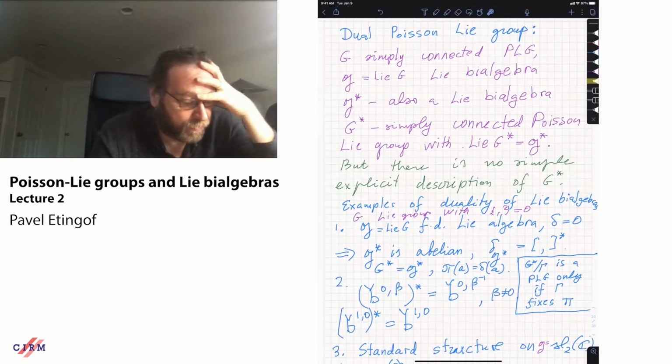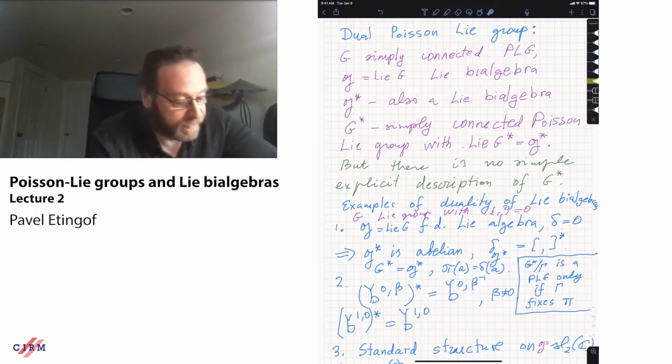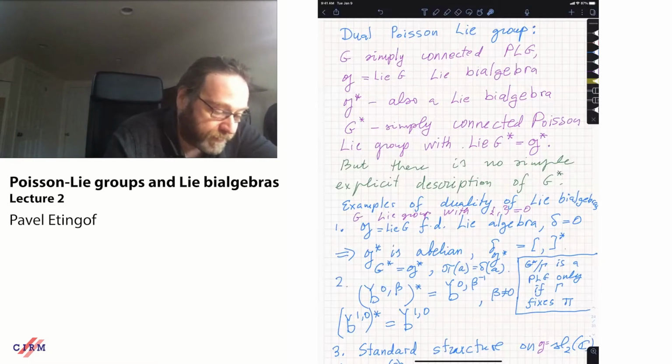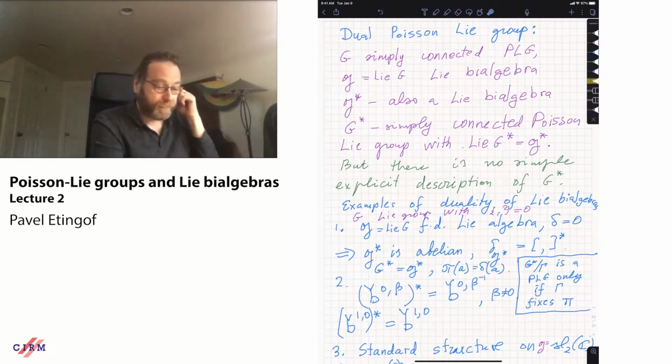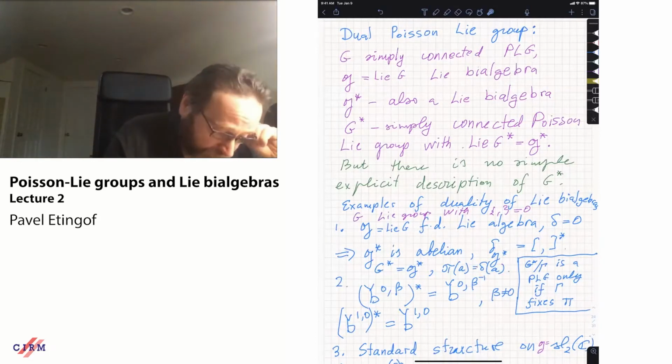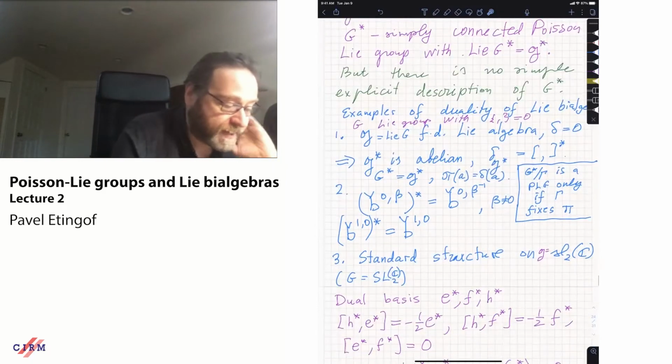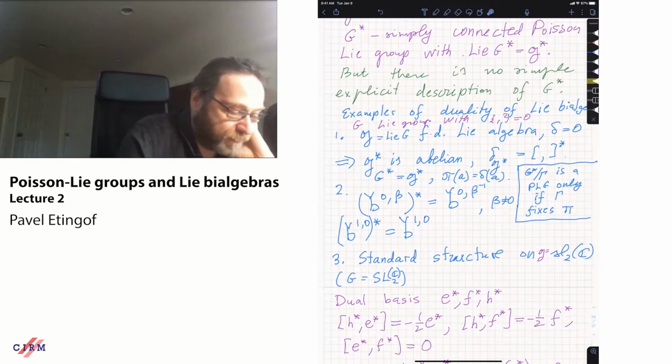Because of course any discrete subgroup gamma in our vector space g star gives rise to a quotient group, g star over gamma. But in order for the Poisson structure to descend to that, we need this gamma to preserve this delta of a. And that's not automatic. It doesn't always hold.